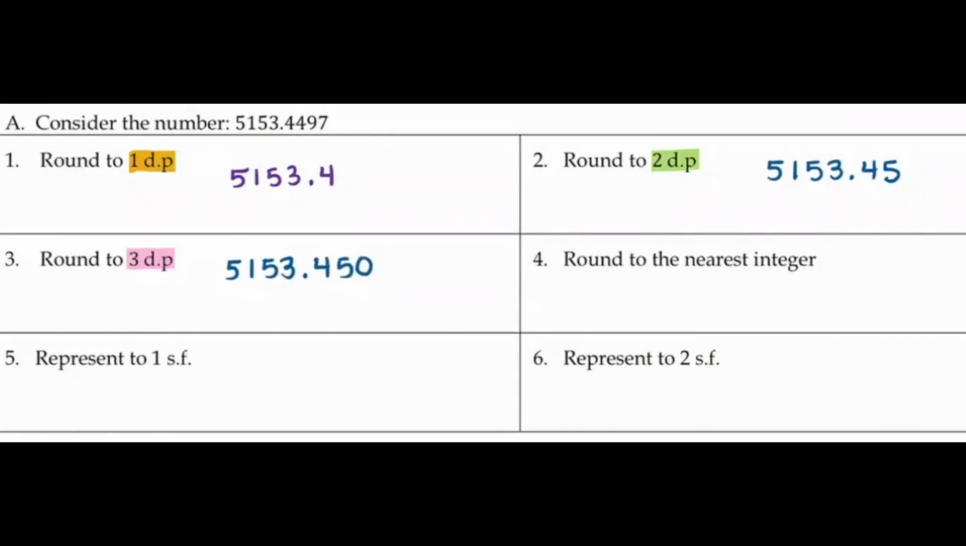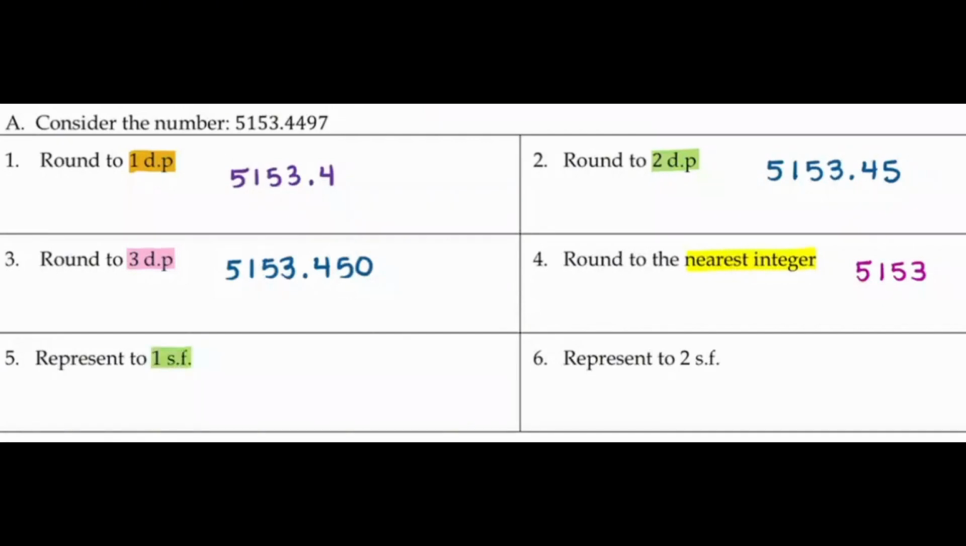This next one, we have round to the nearest integer. So the nearest integer is the ones place. I am looking at the 3, looking over to the 4. 4 is a number that is less than 5, which means that to the nearest integer, this would be 5,153.